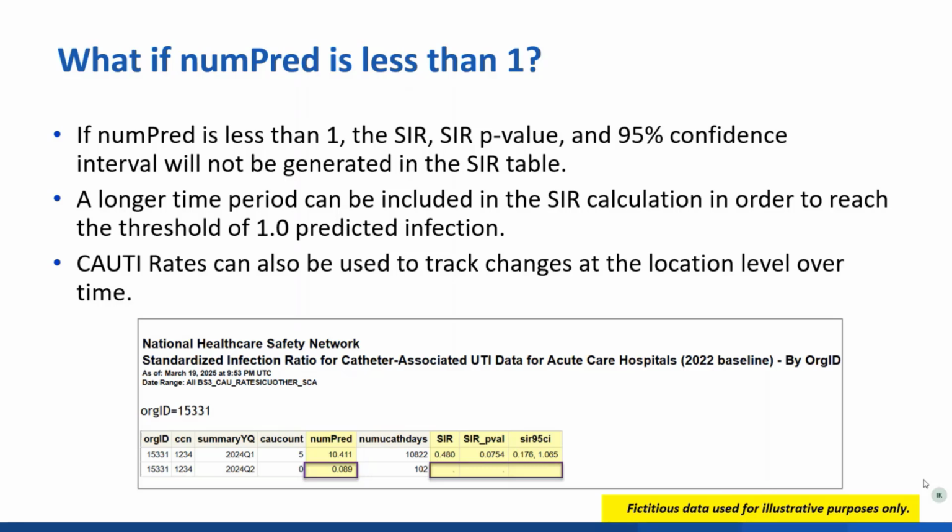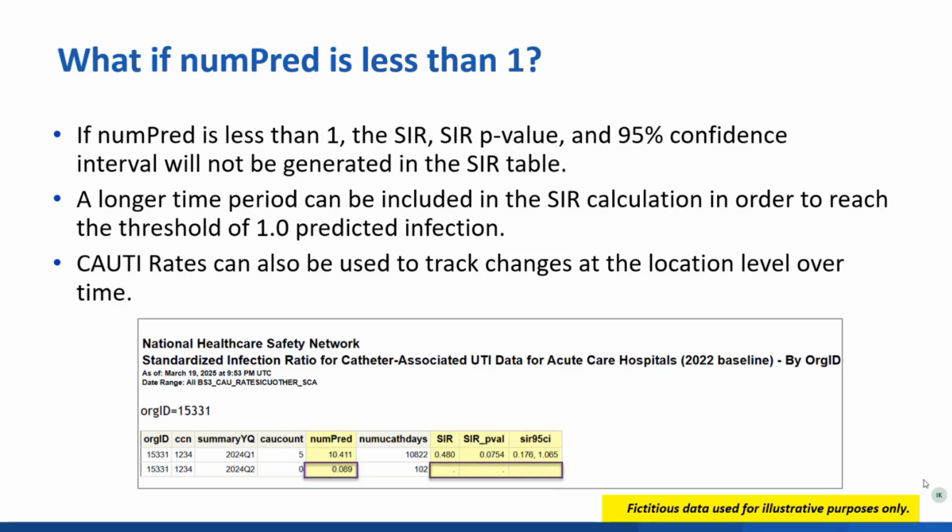One option to counteract this is to expand the time period used for the report, such as running it across multiple quarters or even a full year. This can help meet the threshold of 1 predicted infection, making the SIR calculation available. And if that's not feasible or doesn't solve the issue, that's okay. Facilities can still use the CAUTI rates instead. That's why we have our rate reports.